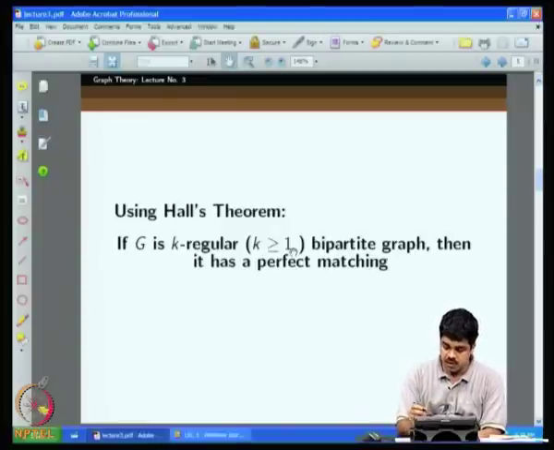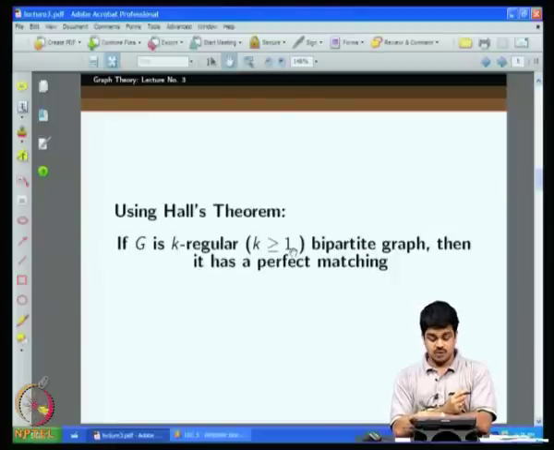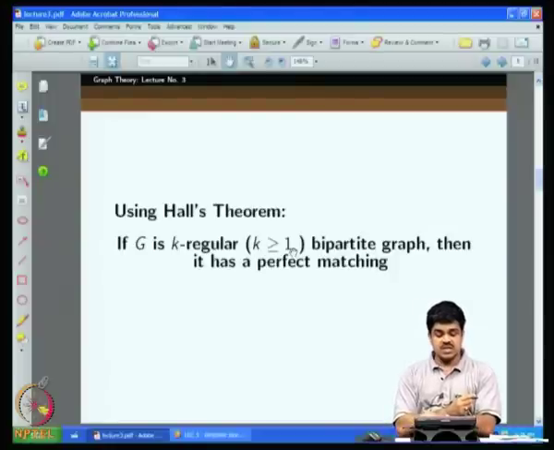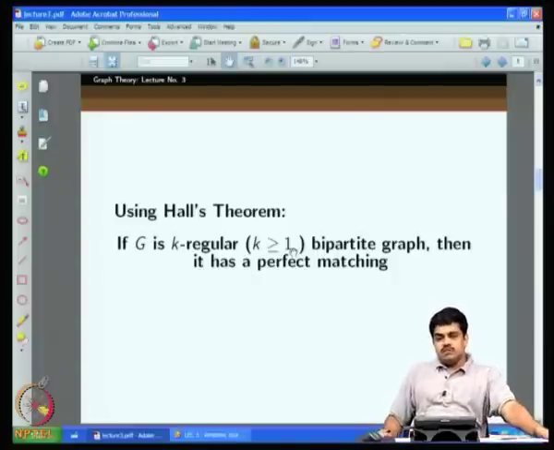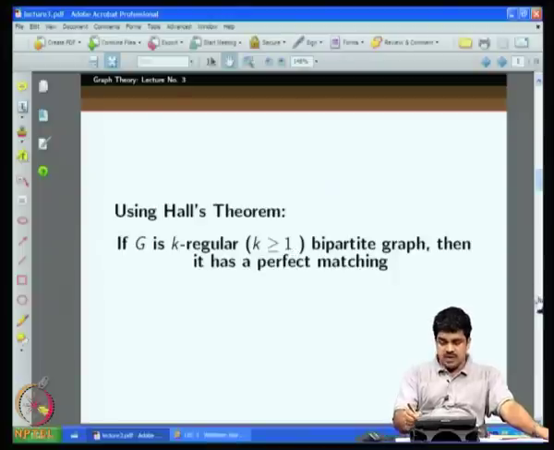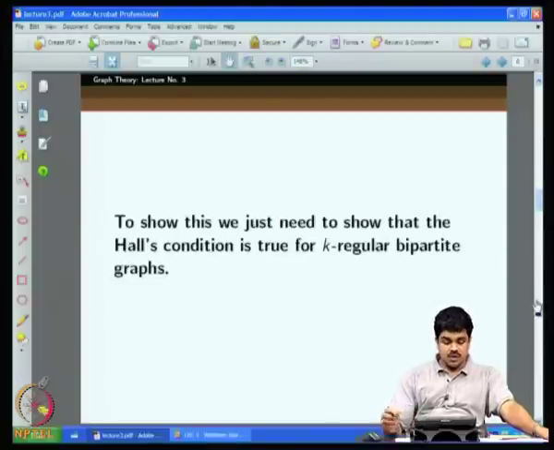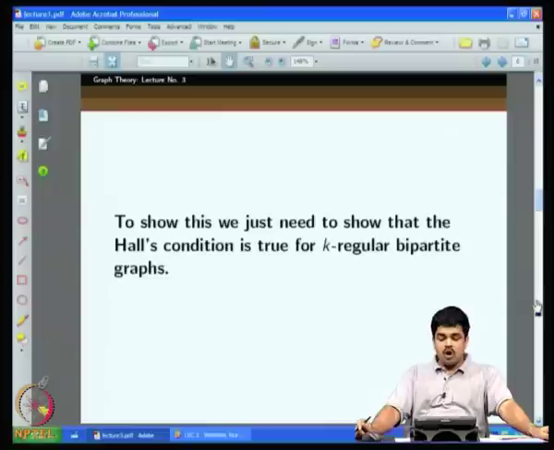Then we want to show that for a k regular bipartite graph with k greater than or equal to 1, there is a perfect matching. So, what I meant to say is if k was equal to 0, then definitely there will not be a perfect matching. How do I show that? If you want to apply Hall's theorem, it is very easy to see that what we have to show is that the Hall's condition is true for any k regular bipartite graph. If the Hall's condition is true, automatically there will be a perfect matching. That is what Hall's theorem says.